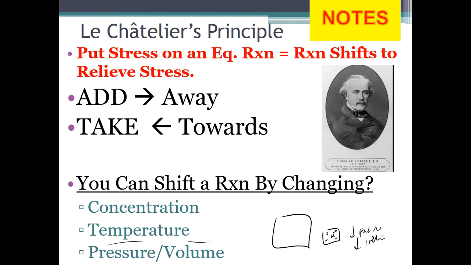Hey, I wonder why there's a piston in your car that takes and reduces the amount of space, so it can increase the number of collisions that are going to happen in that. Hey, it's shifting equilibrium. Le Chatelier! Say it with me now. Le Chatelier! Add away, take towards is the easy way to remember this.